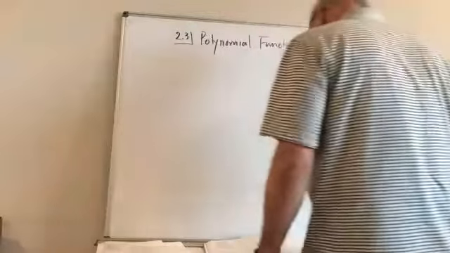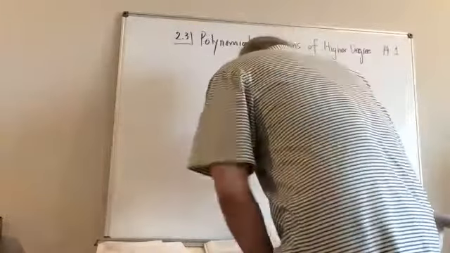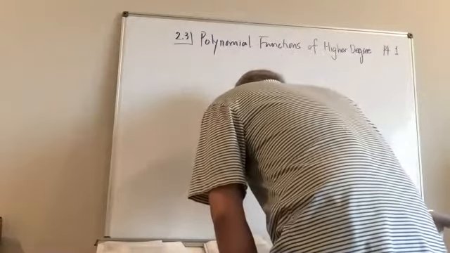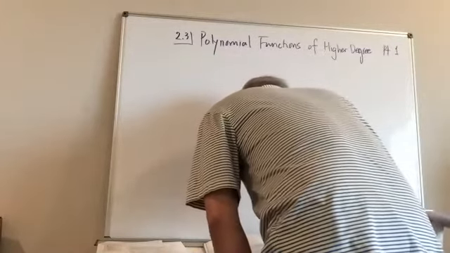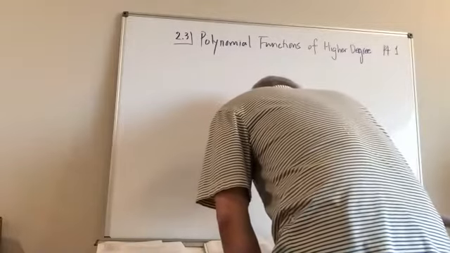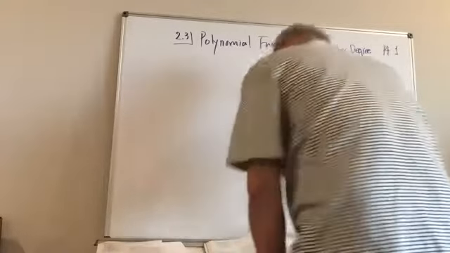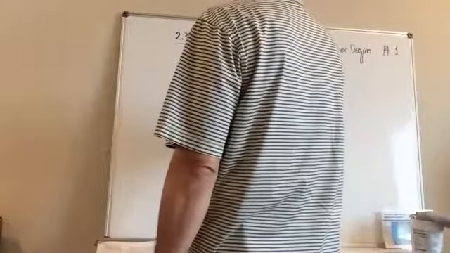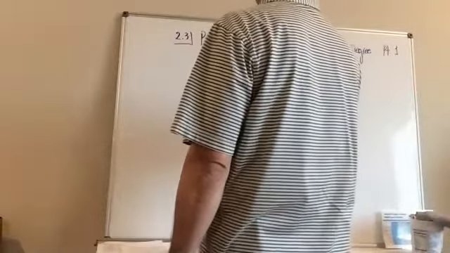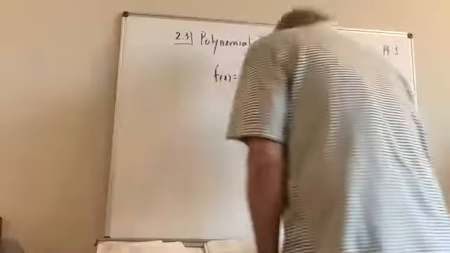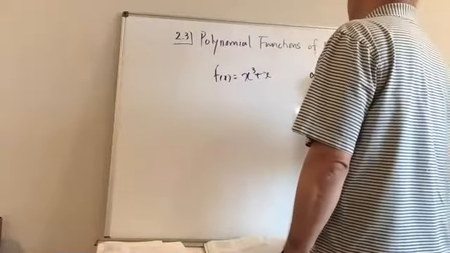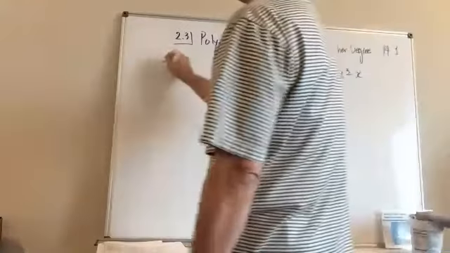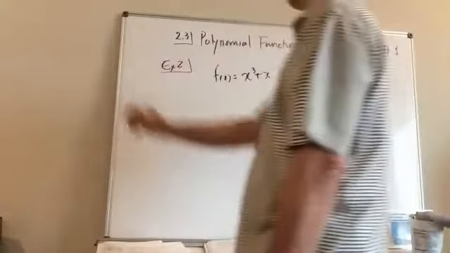Okay, example number 2 says, graph the polynomial function, locate its extrema and zeros. Explain how it is related to the monomials from which it was built. So we have f of x is equal to x cubed plus x, and then we have g of x is equal to x cubed minus x. This is example number 2.